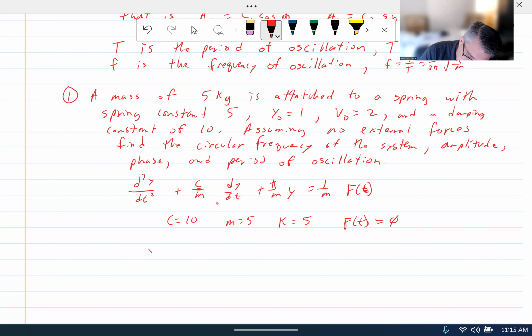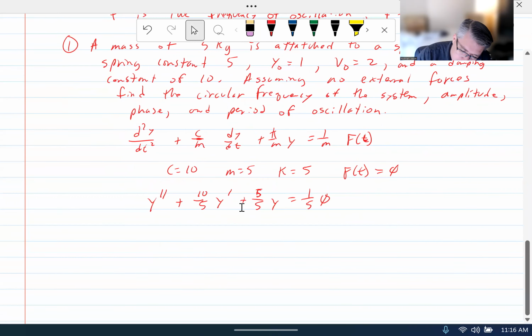Okay, so I'm going to go y double prime plus 10 over 5 dy/dt. We'll just change these to y prime. y prime plus k, which is 5 over 5, y equals 1 over 5 times 0. Okay, so y double prime plus 2y prime plus y equals 0.